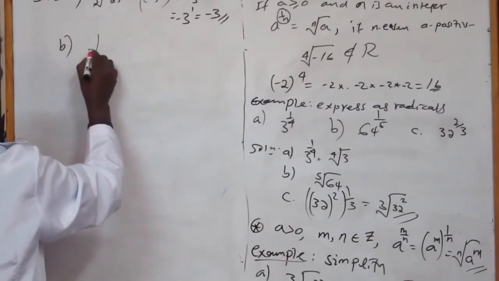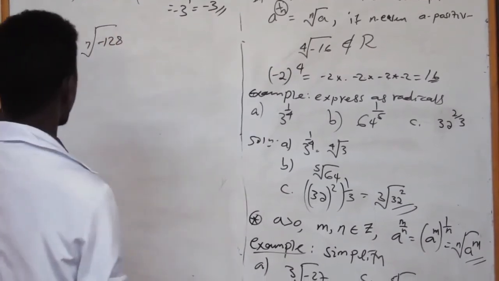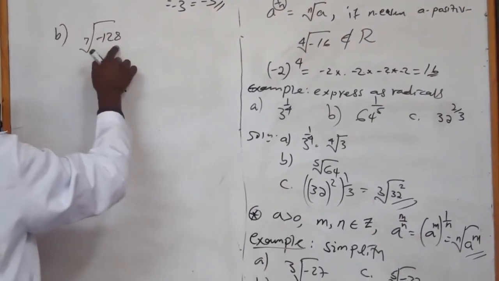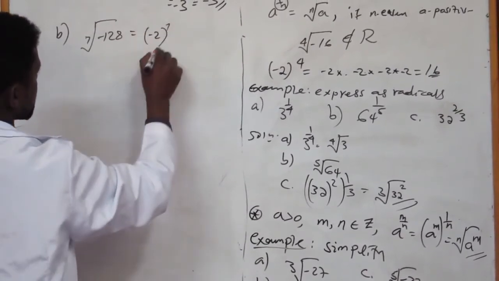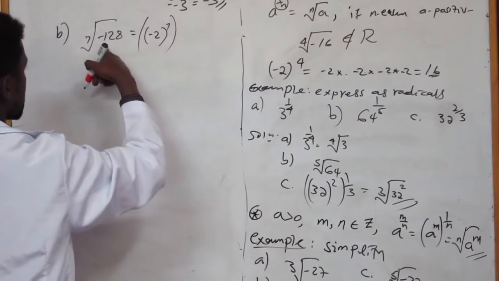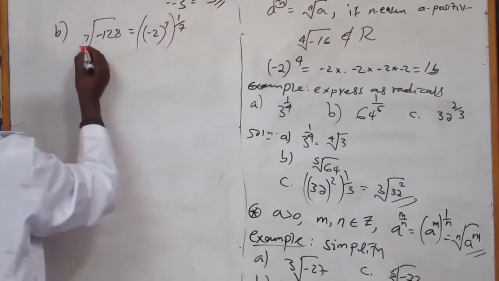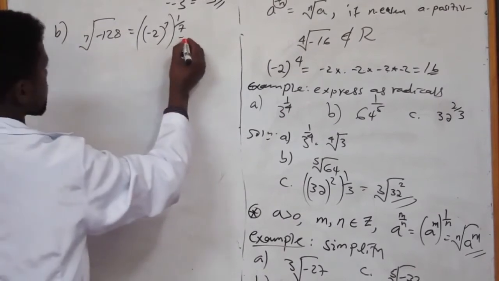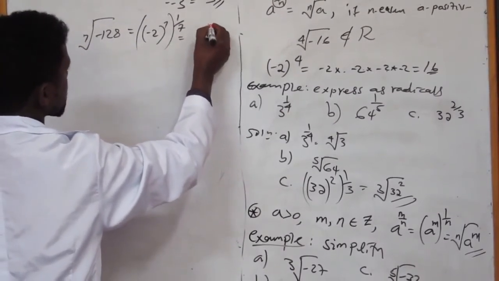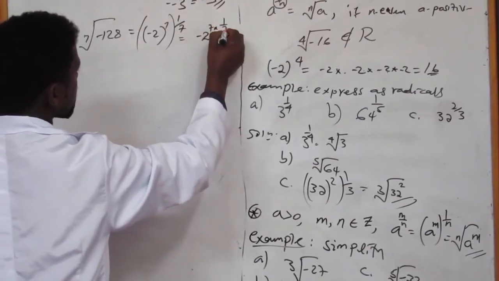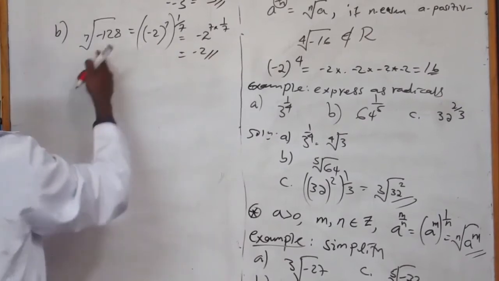B says the 7th root of negative 128. You have to know the power form of negative 128. That is negative 2 to the power of 7. So it is negative 2 to the power of 7, the whole to the power of 1 over 7. This 1 over 7 comes from the 7th root. So negative 2 to the power of 7 times 1 over 7 is equivalent to negative 2.